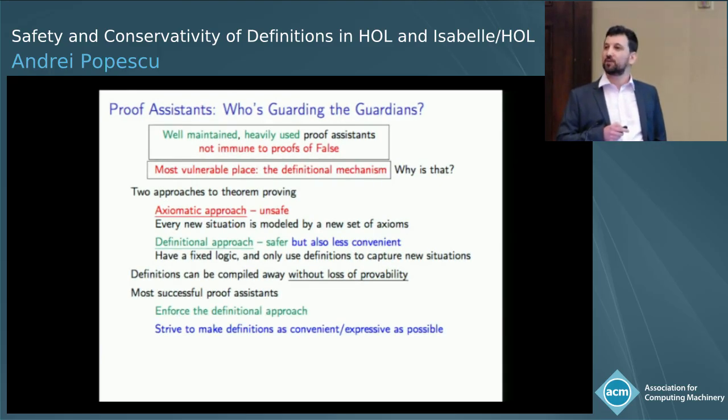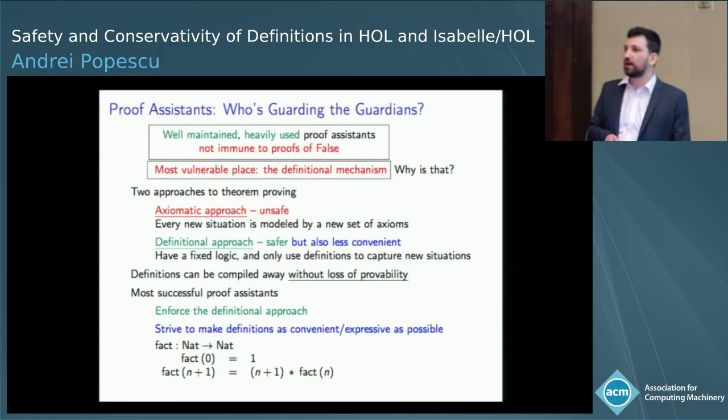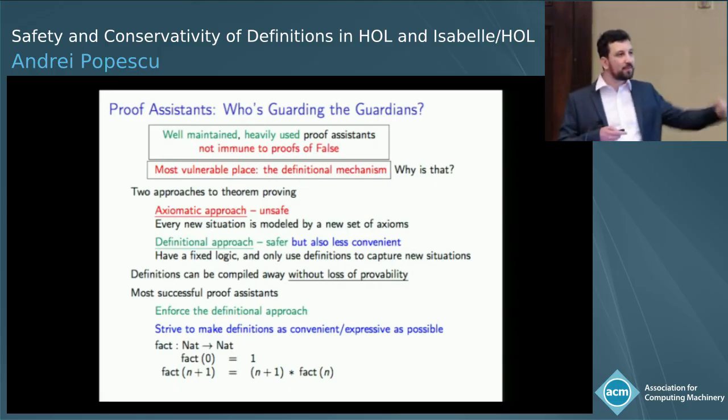Therefore, most successful proof assistants are applying the following strategy. They enforce the definitional approach for safety, but they strive to make definitions as expressive as possible in order to allow the users to write. For instance, most proof assistants can write recursive definitions, such as this simple definition of the factorial. Obviously, there is a quest and a competition between proof assistants to accept more definitions without bugging the users with requests for justifications and so on.